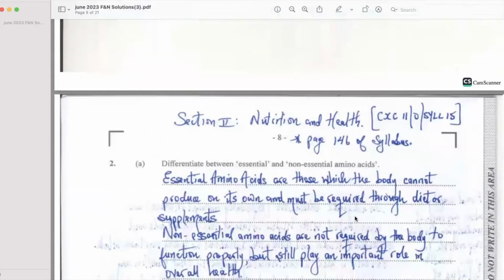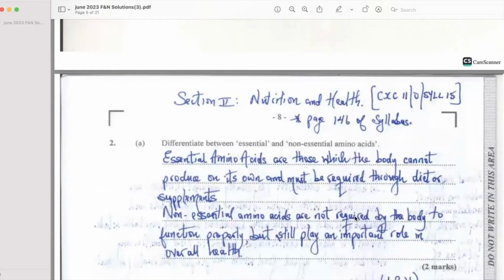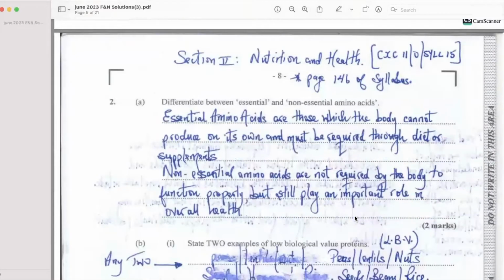Differentiate between essential and non-essential amino acids. When you're talking about amino acids, we're talking about protein, yeah? So the essential amino acids are those which we cannot produce on our own. So just remember that. The essential amino acids have to be supplied to the body, and the non-essential amino acids are not required from outside the body for it to function properly, but still play a vital role in our daily health.